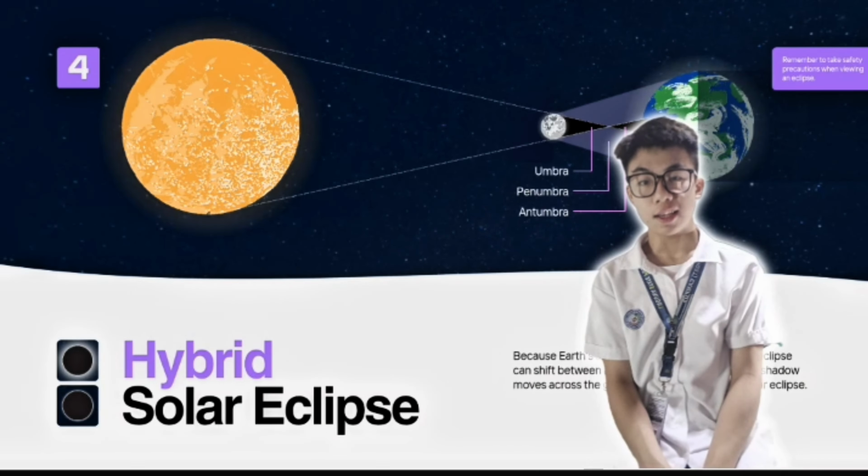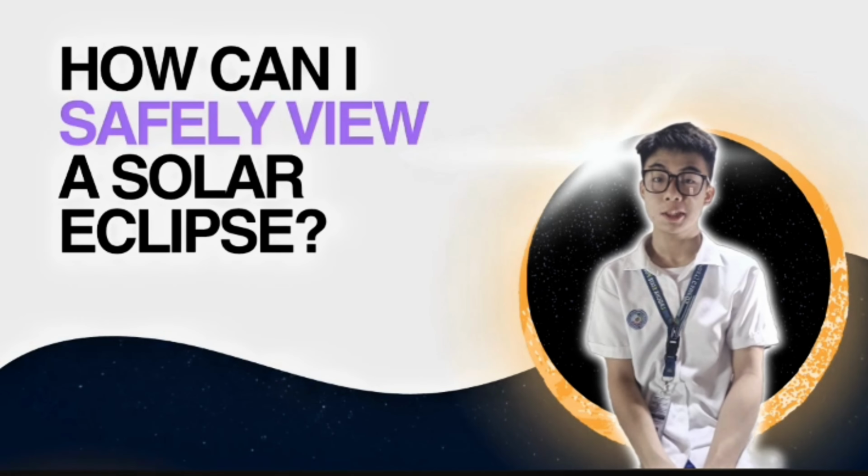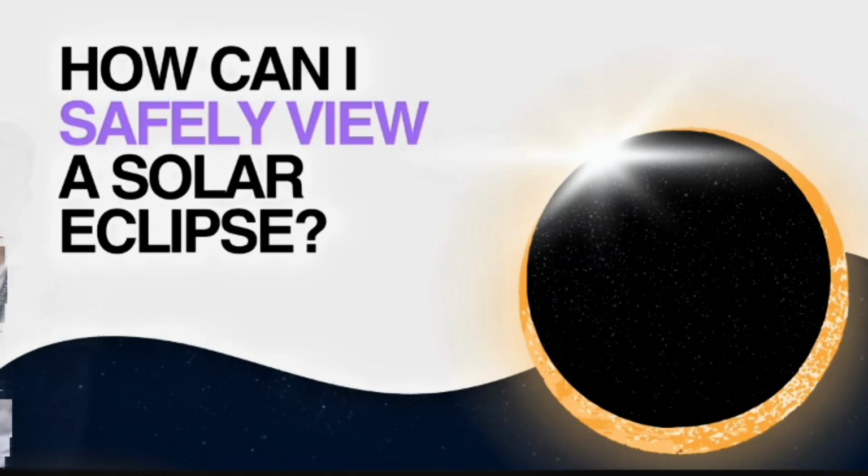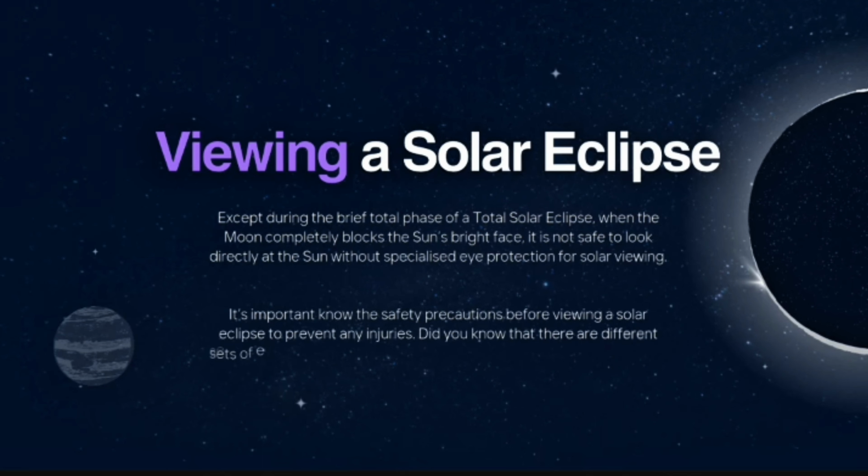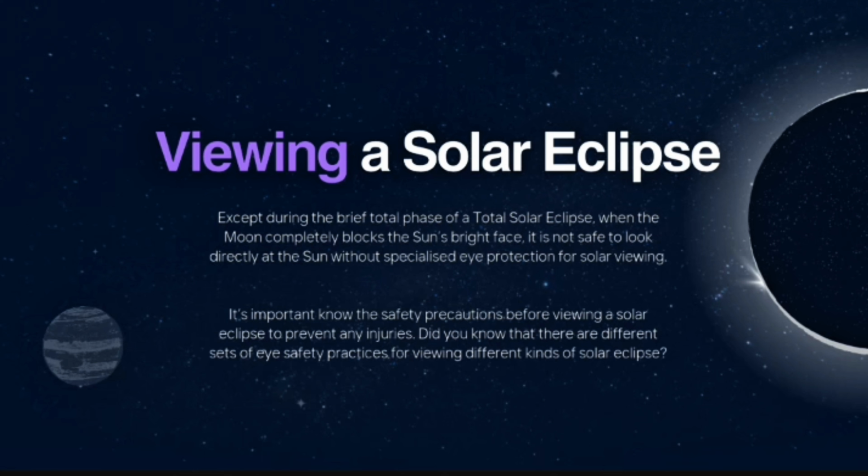So how can I safely view a solar eclipse? Except during the brief total phase of a total solar eclipse, when the moon completely blocks the sun's bright face, it is not safe to look directly at the sun without specialized eye protection for solar viewing. It's important to know the safety precautions before viewing a solar eclipse to prevent any injuries.